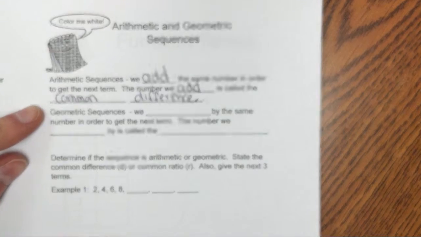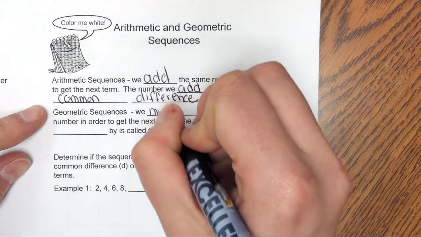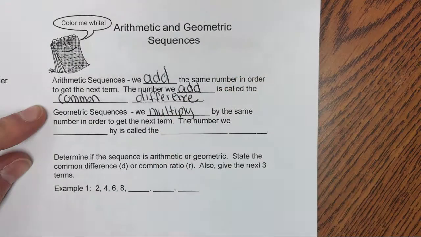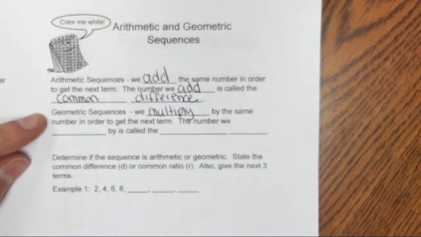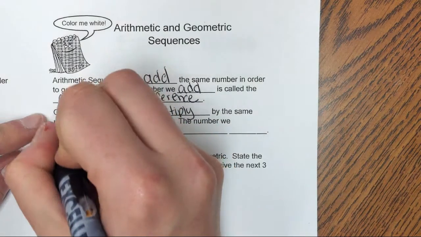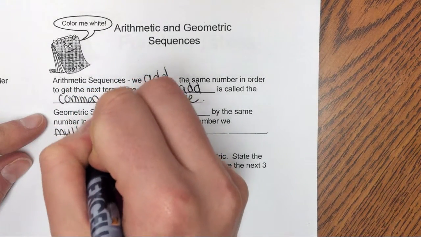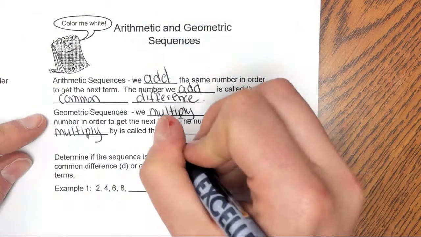Geometric sequences occur when we multiply by the same number in order to get the next term. The number we multiply by is called the common ratio.